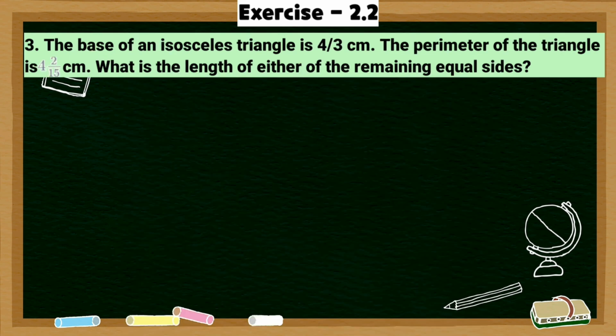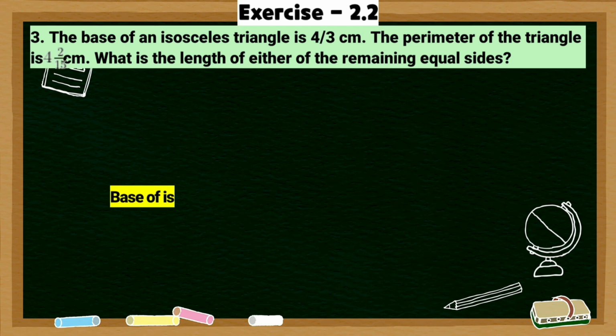Now question 3 is, the base of an isosceles triangle is 4 by 3 centimeter. The perimeter of the triangle is 4 whole 2 upon 15 centimeter. What is the length of either of the remaining equal sides? So इसमें आपको दिया गया है जो आइसोसेलस ट्राइंगल है उसका बेस 4 बाई 3 सेंटीमीटर का है और पेरीमीटर आपको गिवन है 4 होल 2 अपॉन 15 सेंटीमीटर. आपको बताना है जो रिमेनिंग साइड है जो कि इक्वल साइड है उन दोनों की लेंथ क्या होगी.